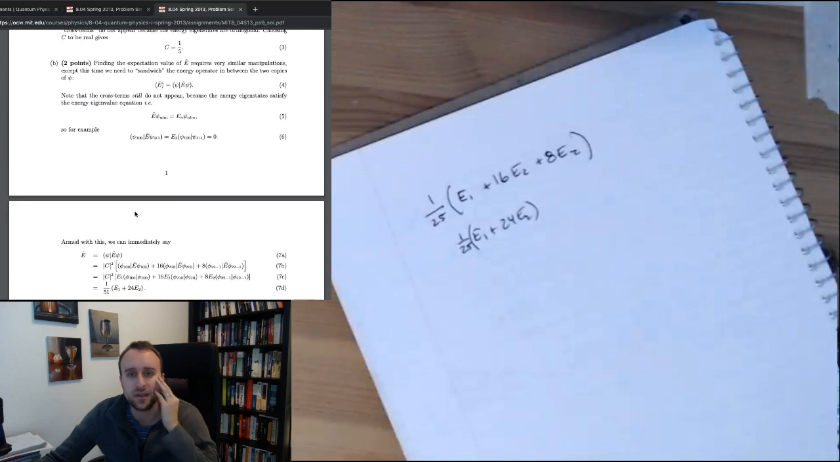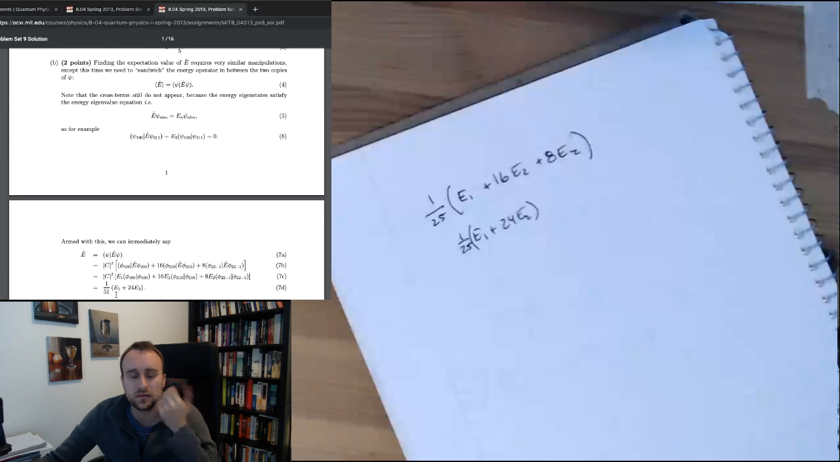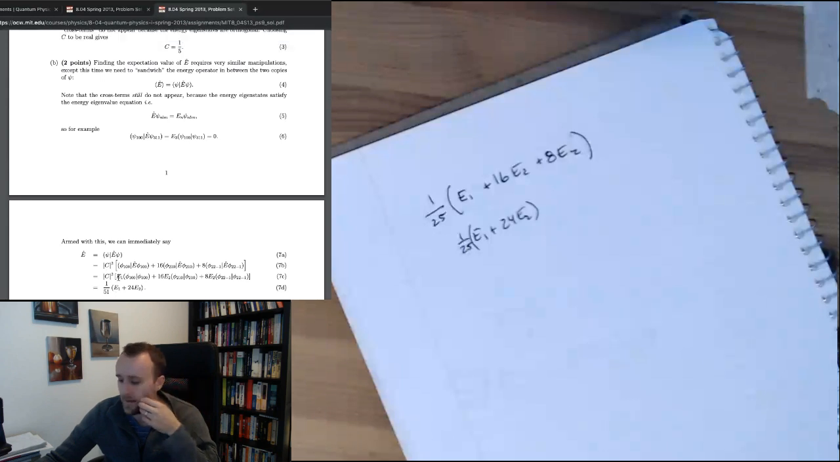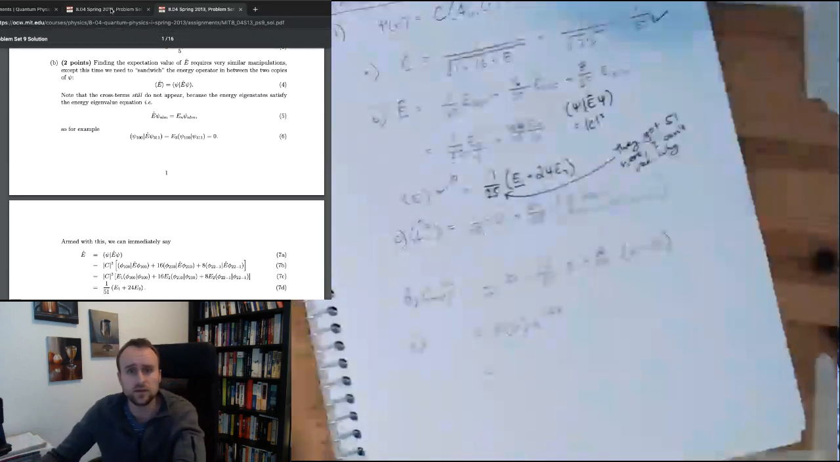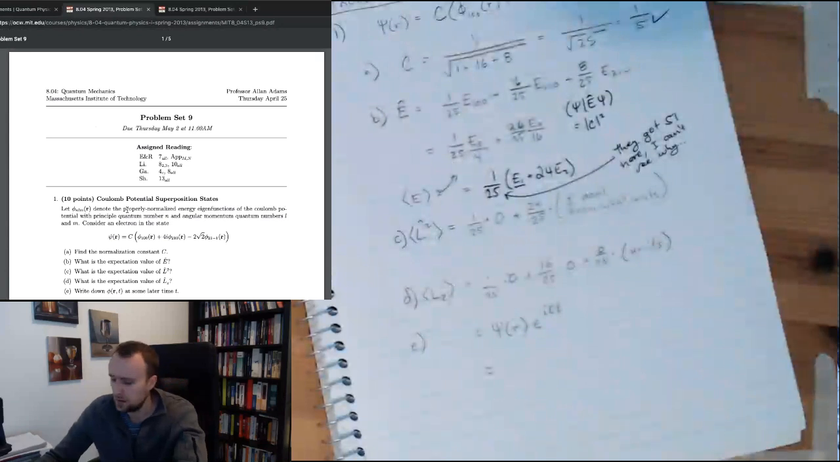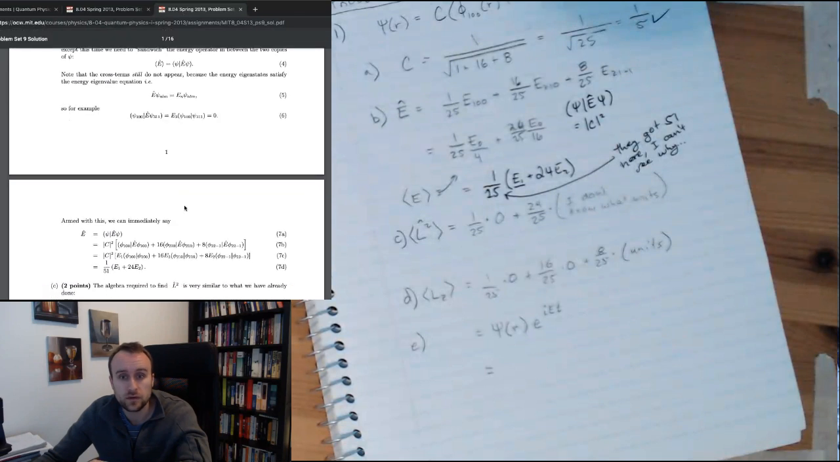This has to be a mistake. They just gave C up here, so how do you... I don't know. I must be missing something, because this looks like it's wrong. Okay, I think I got that right. Expectation of L squared. This one I didn't know the units.